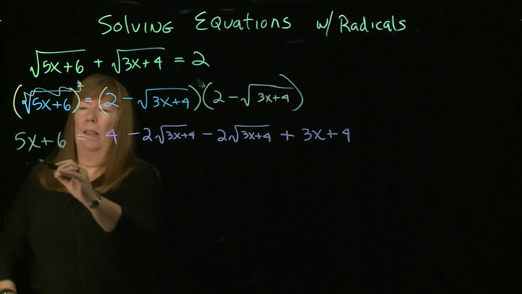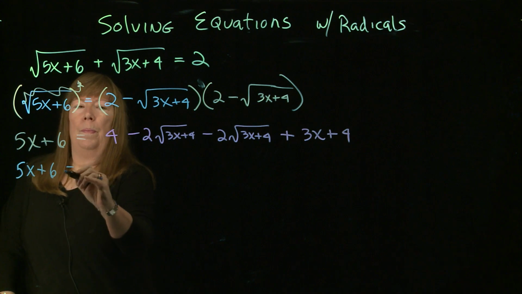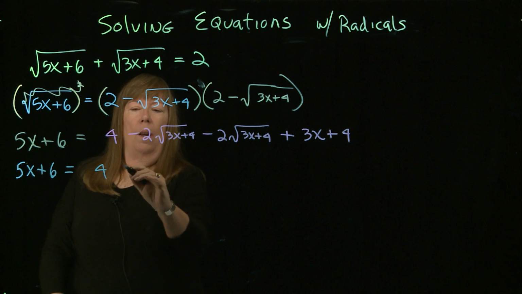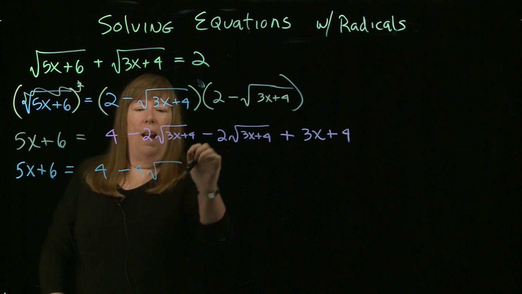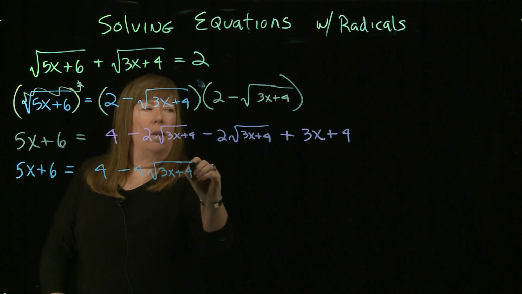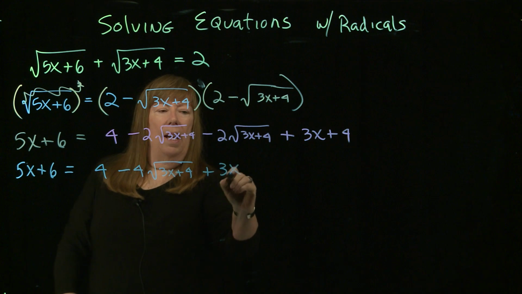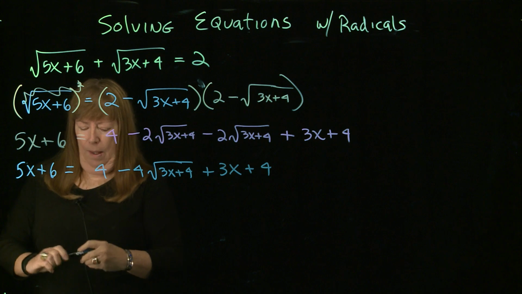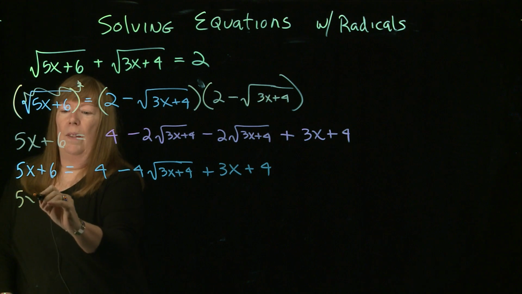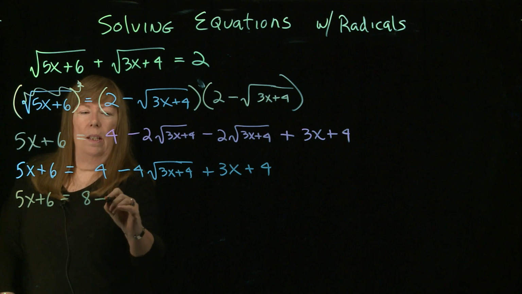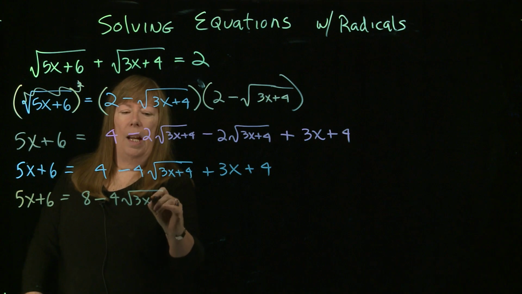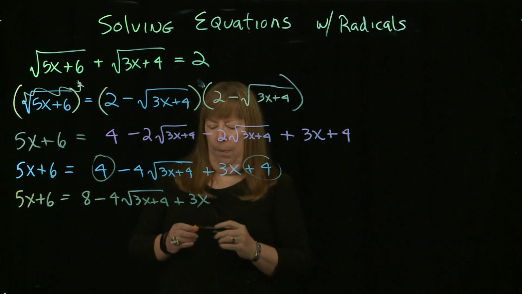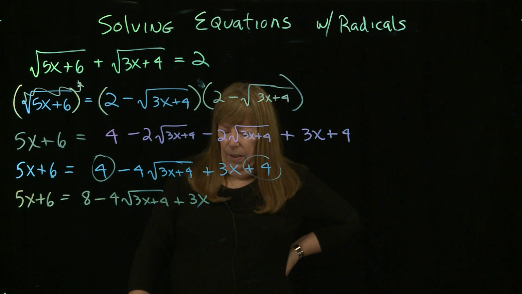Okay, let's clean it up a little bit. What can we do here? This is minus 4 times the square root, because these are like radicals, plus 3x plus 4. There was one other thing I could have done, and that's to add these. So let's do that. Now I've got 5x plus 6 equals 8 minus 4 times the square root of 3x plus 4 plus 3x. So all I did on that step was add those two. Okay, that's about as clean as this is going to get.